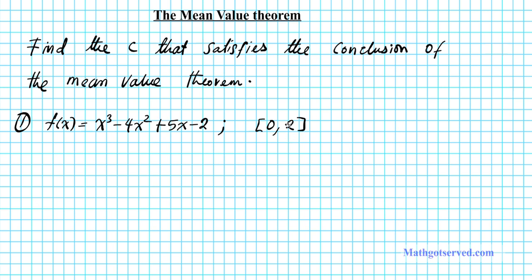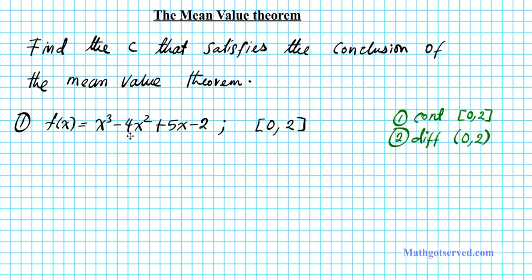So we are focusing on the C that satisfies the conclusion of the mean value theorem based on the assumption that the two initial conditions are met. If we look at this function right here, we can clearly see that the two initial conditions for the mean value theorem are met. And the conditions are 1, continuity on the closed interval, and the second one is differentiability on the open interval.